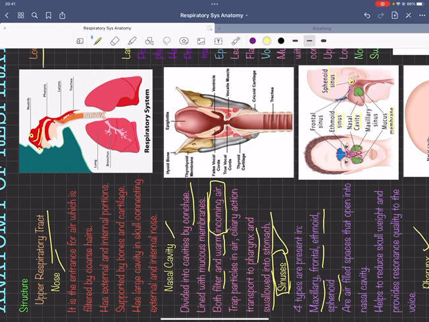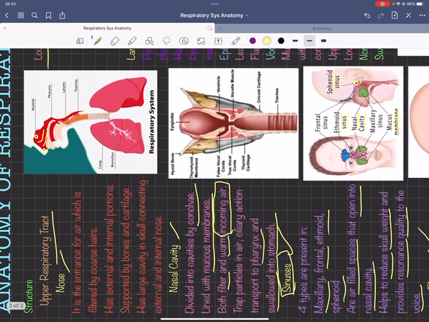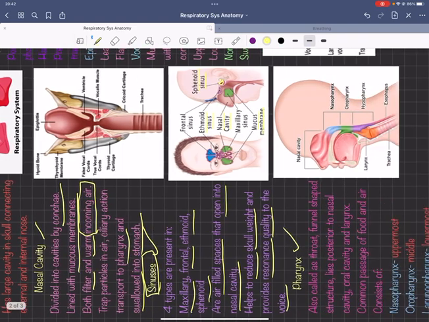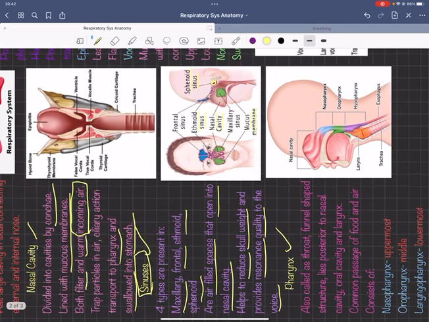These sinuses are air-filled spaces which open into the nasal cavity so that the skull weight can be reduced, as well as provide resonance to the voice. In this way, the nostrils, nasal cavity, and sinuses are all interlinked with one another, whereas the pharynx, also called the throat, is a funnel-shaped structure. Here in the picture we can see the pharynx.